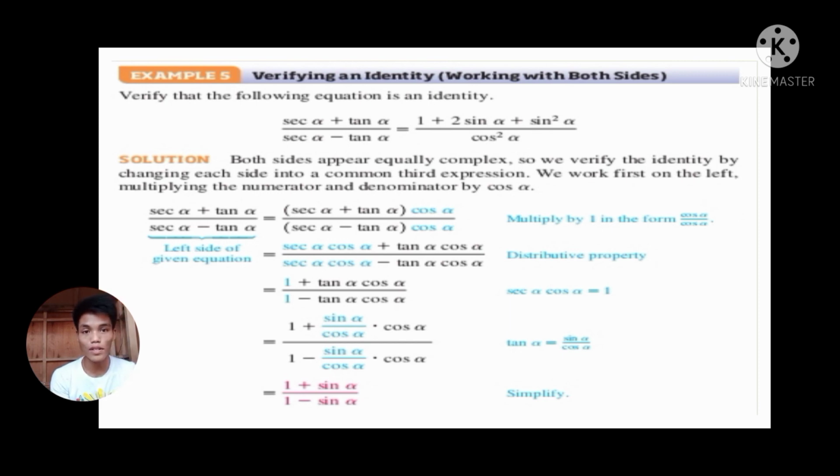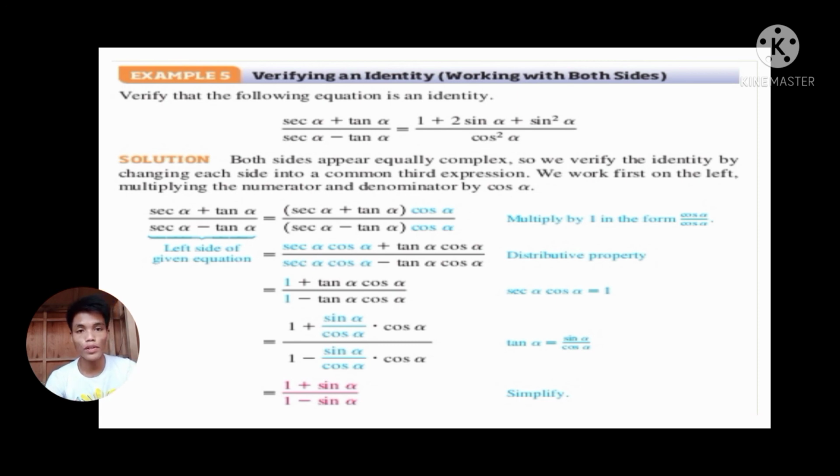So here is the solution. Both sides appear equally complex. So we must put in mind that both appear equally complex, so we verify the identity by changing each side. In finding the identity also, we're going to change each side into a common third expression. We work first on the left side, multiplying the numerator and denominator by cosine A.